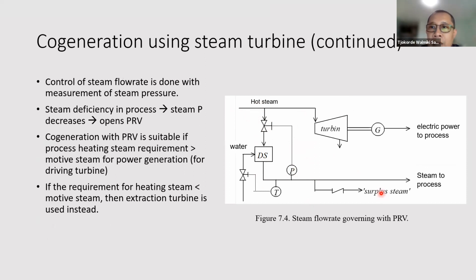Now the balance between power requirement and steam requirement by the process might change with time. So if the process requires more heating steam, then more steam should be diverted here. Conversely, if the process needs more electric power, then more steam will be diverted here, or this valve will close more. Because the turbine is a back pressure turbine, the steam bypass is located here, in the upstream side of the turbine, right?